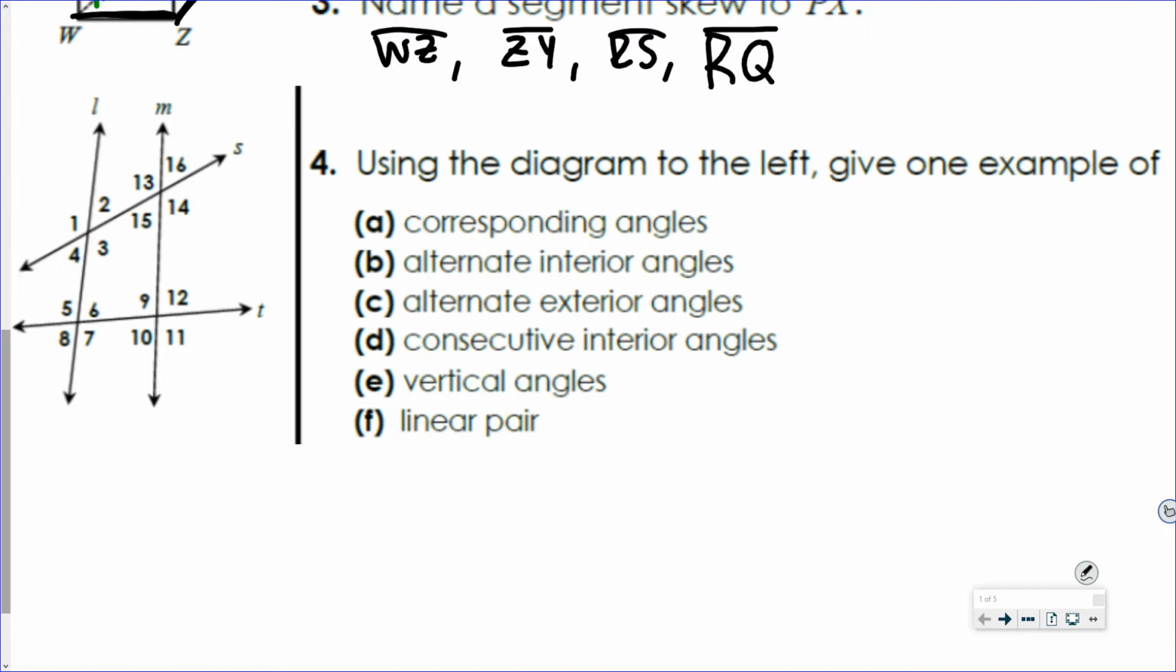So corresponding angles. I started with using L and M as my 2 lines and S as my transversal. So let's just review over corresponding angles. You zone in on the intersection angles with the transversal, and it's any angle that's in the same location. So I said 1 and 13 because they are both in that like upper left-hand corner. So any like intersection point when they're in the same location. Okay.